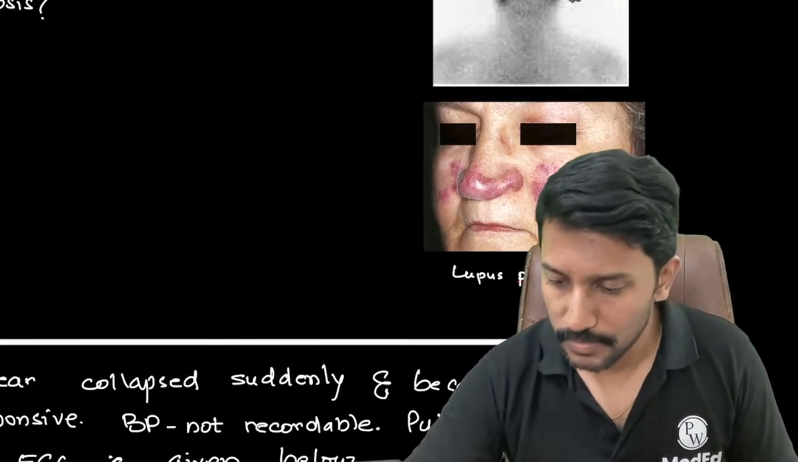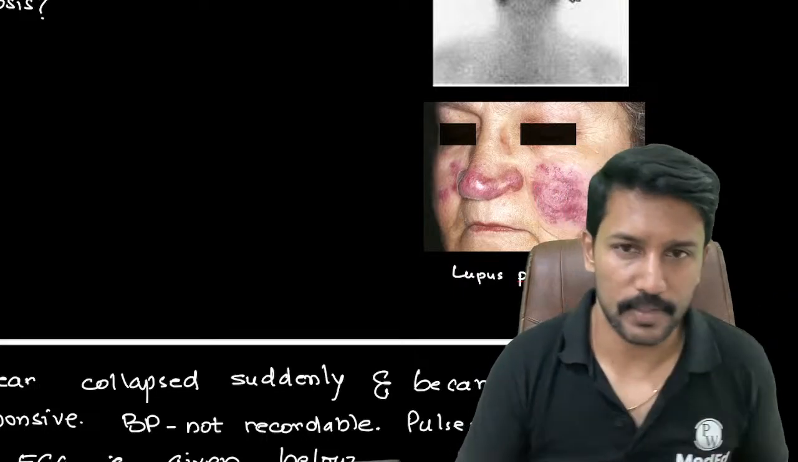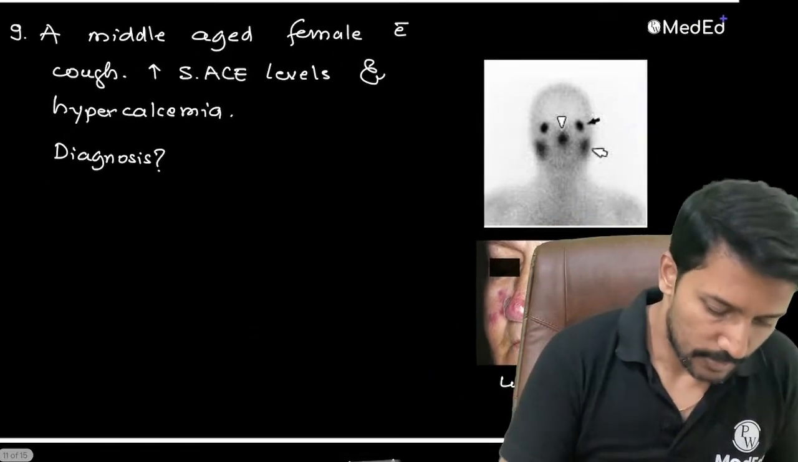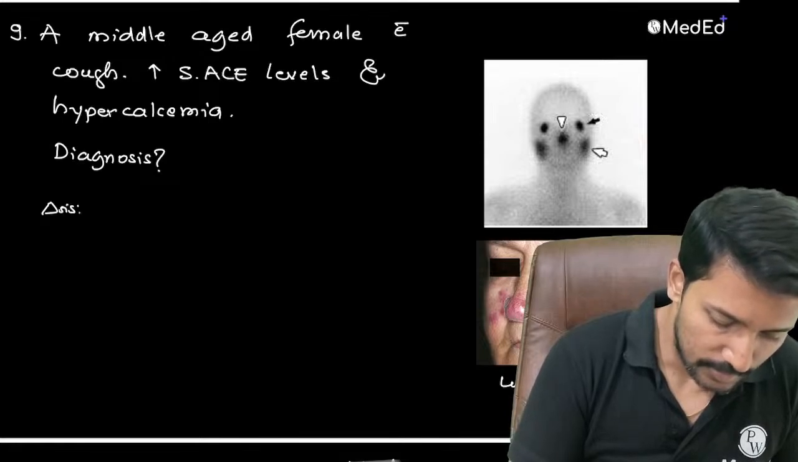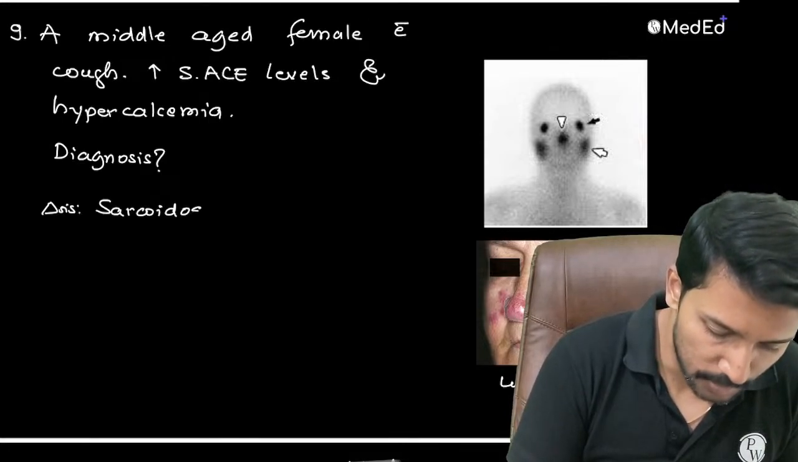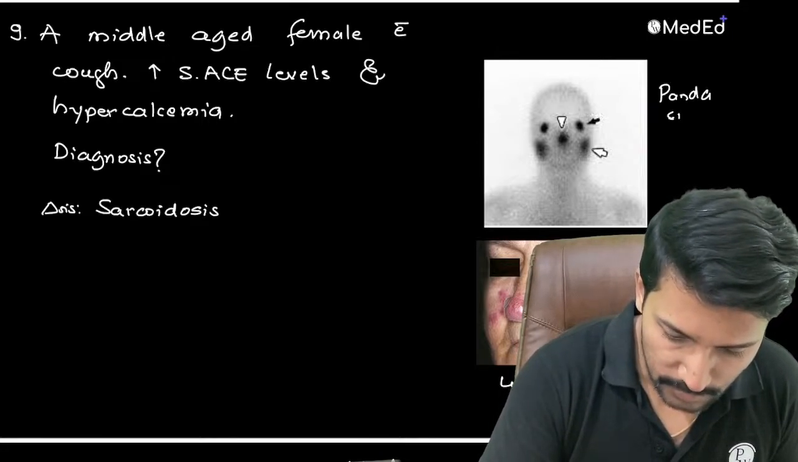What is sarcoidosis? Yes, plus yes. In SLE, you will have the photosensitivity. This is not a photosensitive rash in sarcoidosis. Yes, so the diagnosis is right. We could spot that there is a panda sign image and lupus pernio. So this diagnosis is sarcoidosis, right?